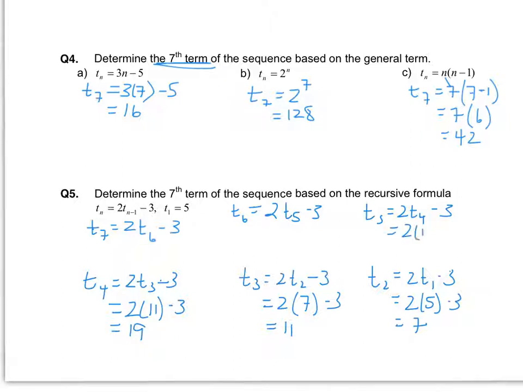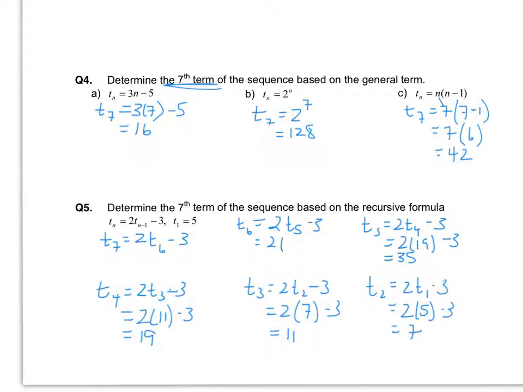2 times 19, that's 38. 38 take away 3 would be 35. 2 times 35 is 70. 70 take away 3 should be 67.